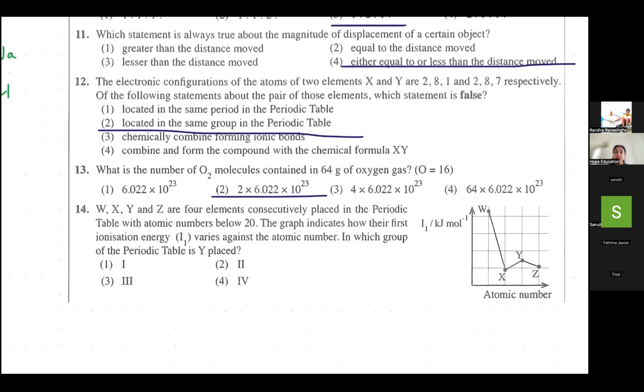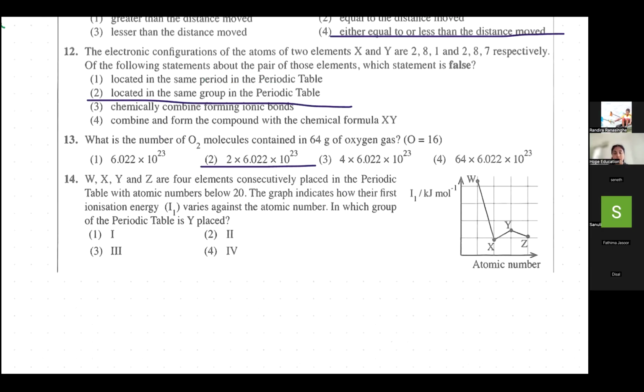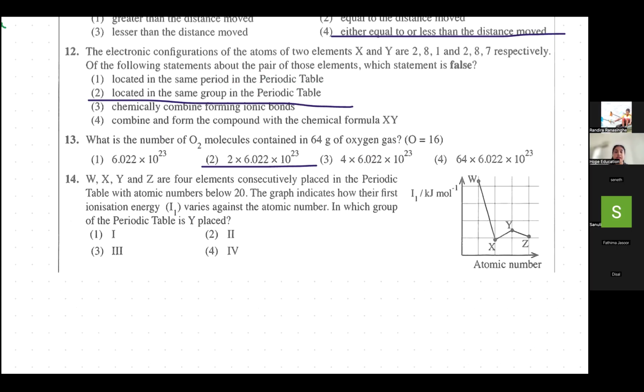X, Y, Z, and W are four elements consecutively placed in the periodic table with atomic numbers below 20. The graph indicates how their first ionization energy varies against the atomic number. In which group of the periodic table is Y placed?